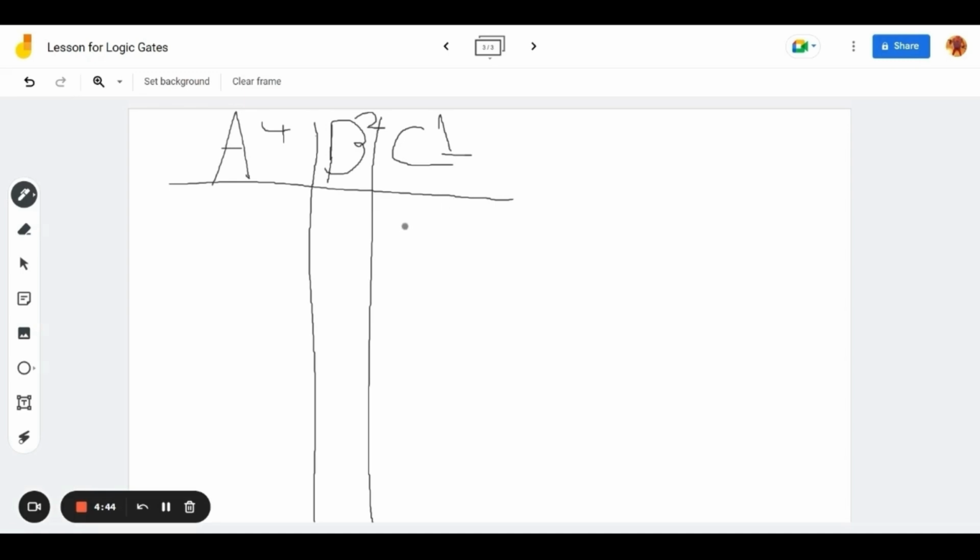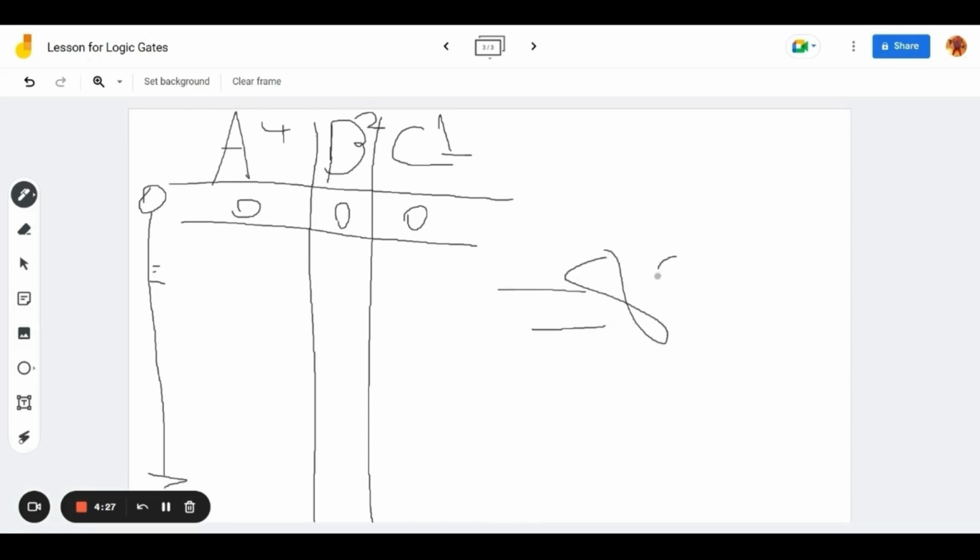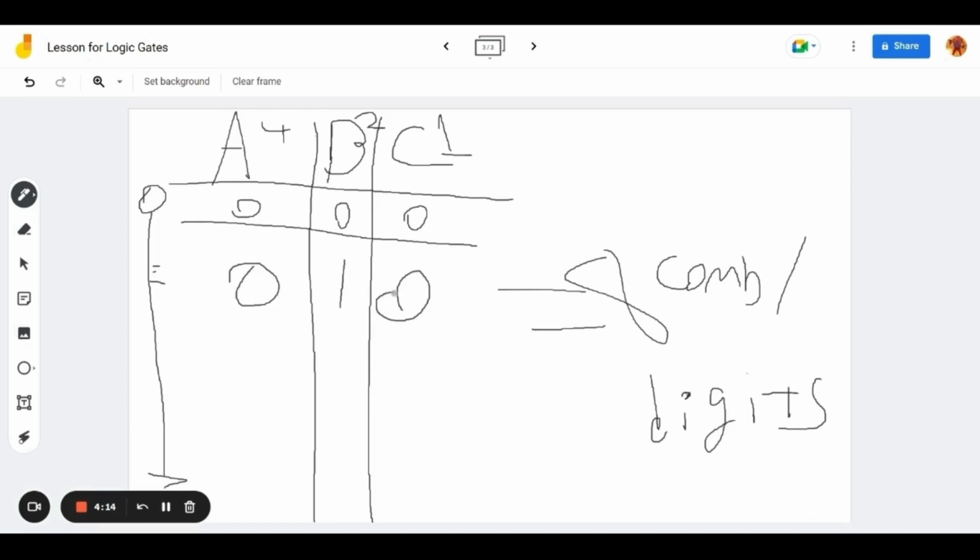So we know the first number is going to be 0. So 0, 0, 0. And we just fill it in from 0 all the way to 7, as that is equal to 8 combinations slash digits. Next number is 2, so we do 0, 1, 0.